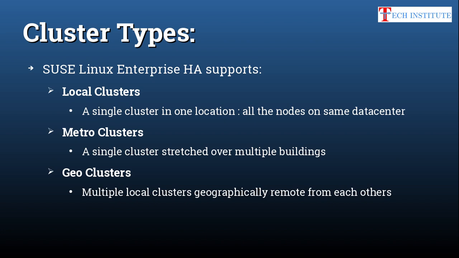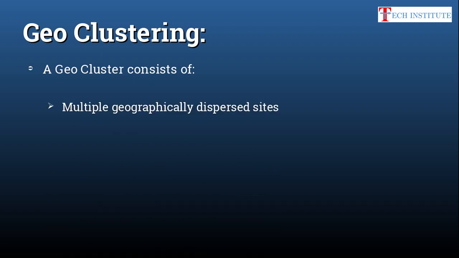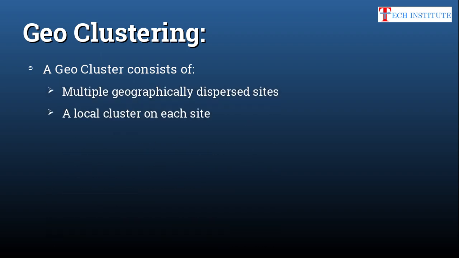Now think about when both buildings are in the same location. Suppose you have some riot or some power issue in that city or that location. In that case, even if you have a metro cluster, your application will be impacted. To get rid of that, you can go ahead with a geo cluster, so that if one location is impacted, you can still run your application from another location. So let's move ahead with more information about geo cluster. In a geo cluster, what happens? It consists of multiple geographically isolated sites.